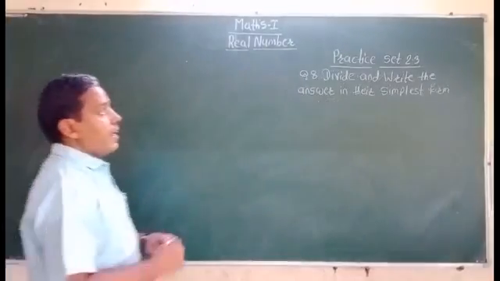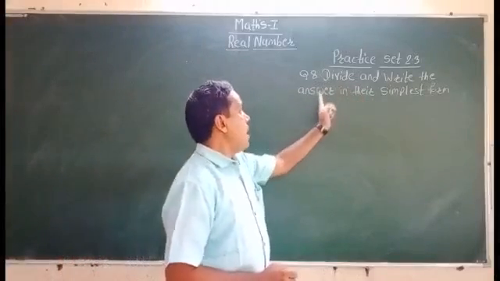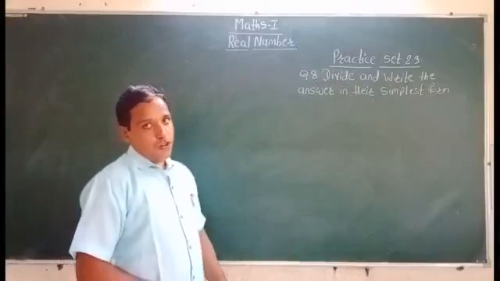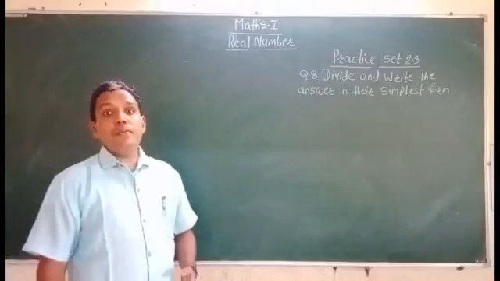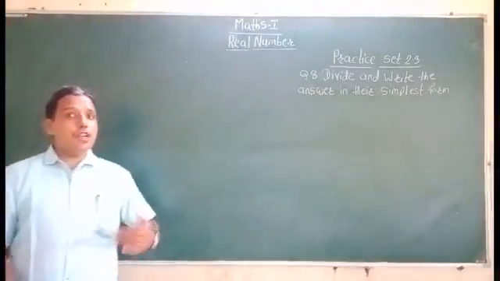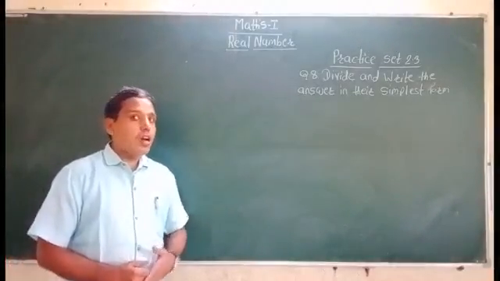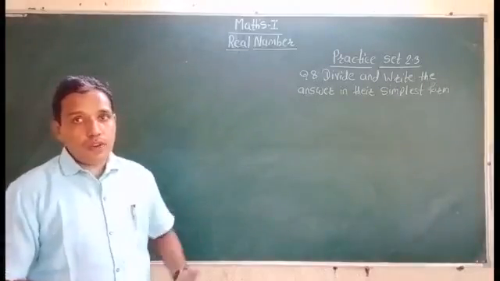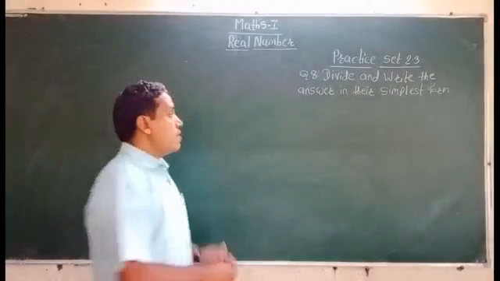So, question number 8. In question number 8, divide and write the answer in simplest form. In previous questions, we saw multiplication between two surds. In this question, we learn how to divide the given two surds and how to convert the answer to its simplest form.